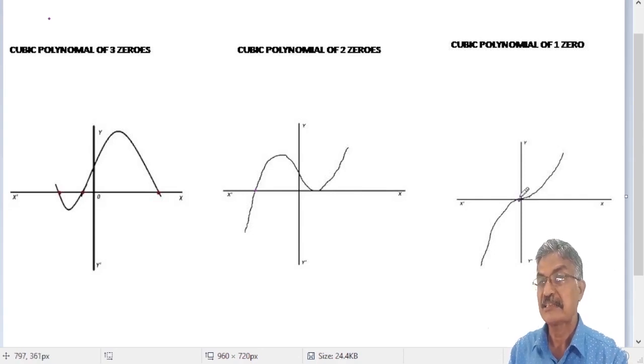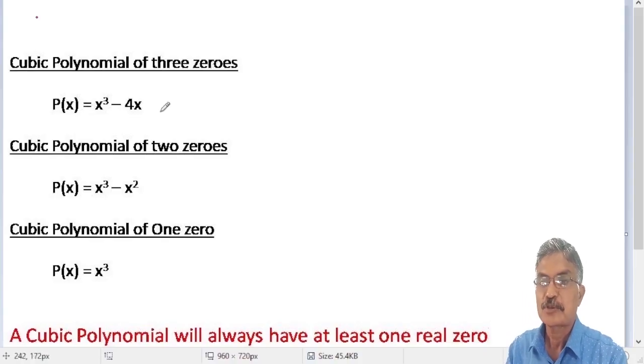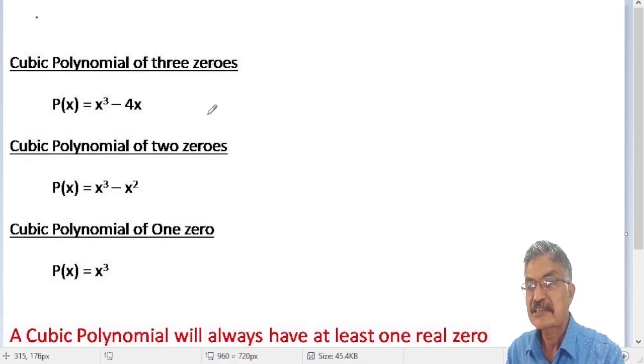Sometimes the graph may come in this way. It will touch the x-axis at only 1 point here. Then we say that the cubic polynomial has 1 zero. So for a cubic polynomial, maximum 3 zeros and minimum 1 zero. So take this first one, a cubic polynomial with 3 zeros, x cube minus 4x.